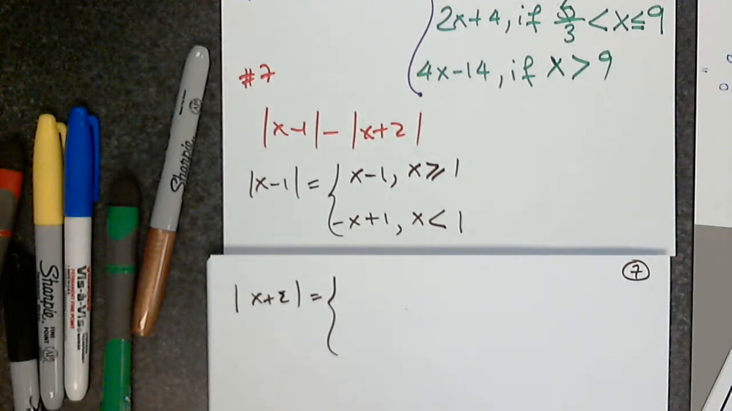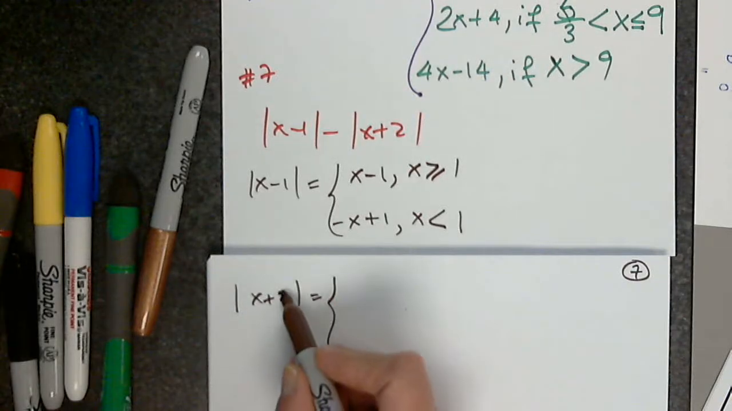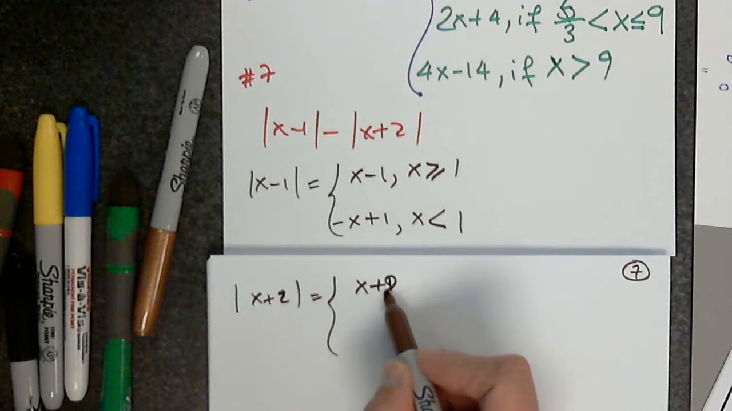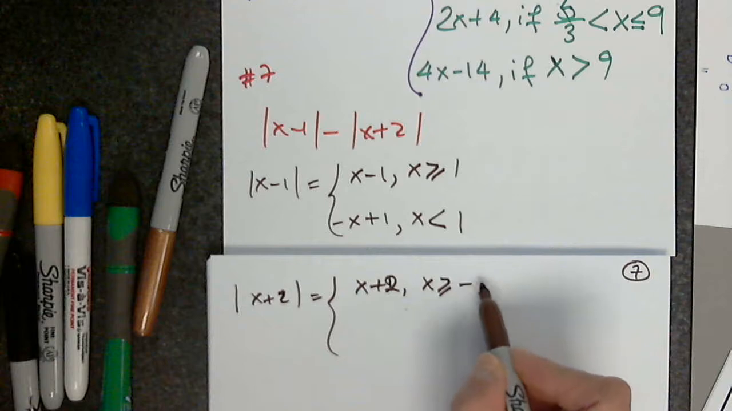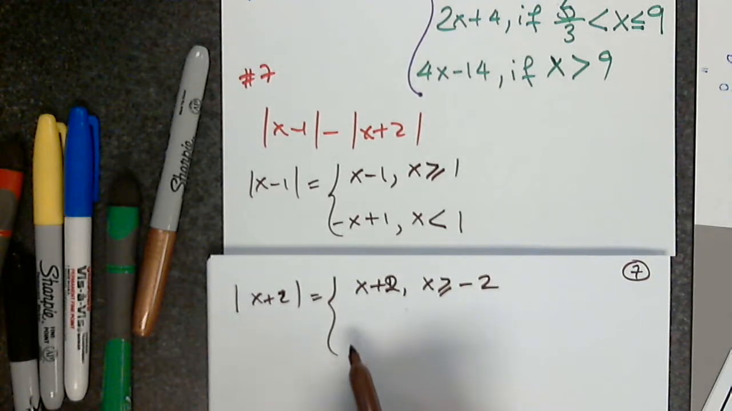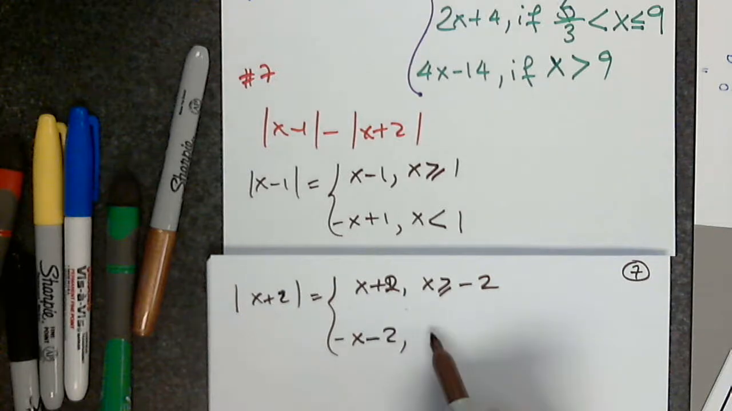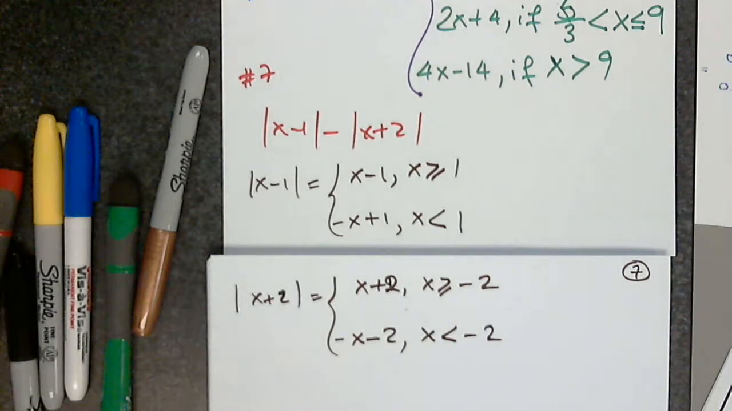Andrew, how are you feeling with this? Okay, can you? x plus 2. Yes? x is greater than or equal to negative 2. Excellent. And then, very good, negative x minus 2 if x is less than or equal to negative 2. Excellent. Perfect. So now we can go ahead to the chart.